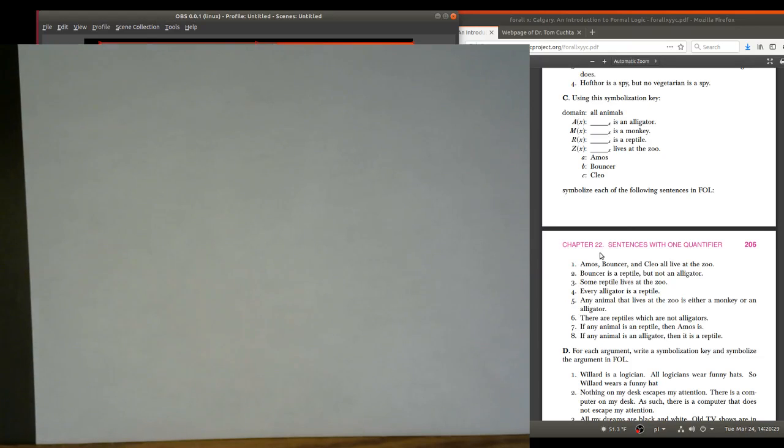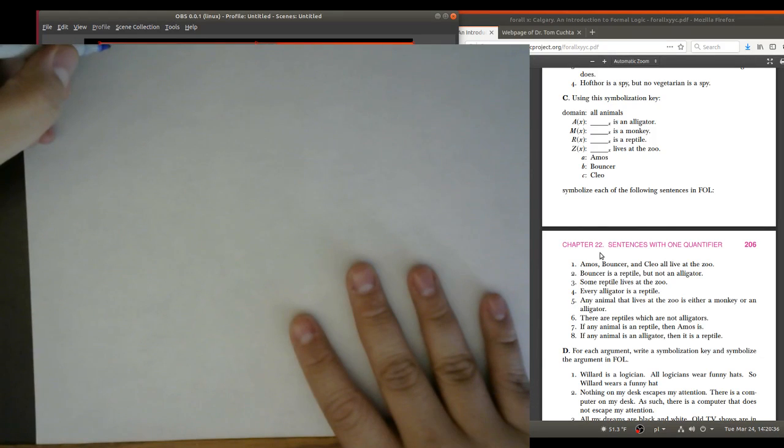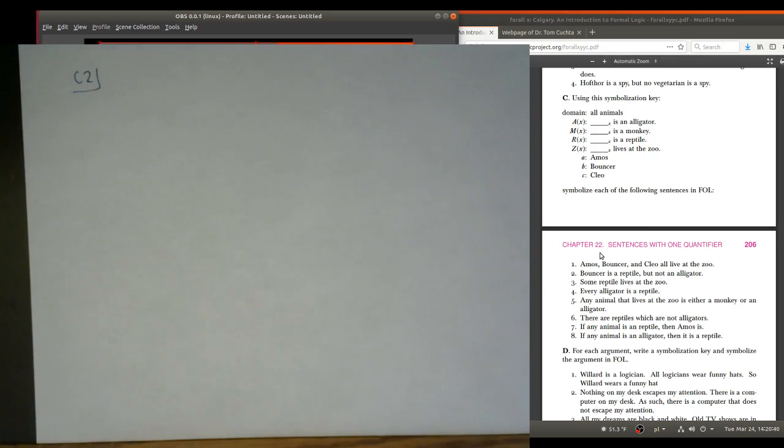Okay, now I'd like to do something like from problem C. Let's look at C2, and I've again posted it on the right side of the screen for your convenience. So I want to symbolize Bouncer is a reptile, but not an alligator. Now, our predicates here are is an alligator, is a monkey, is a reptile, lives at the zoo. Amos, Bouncer, and Cleo are our names. So 2 is saying Bouncer is a reptile, but not an alligator.